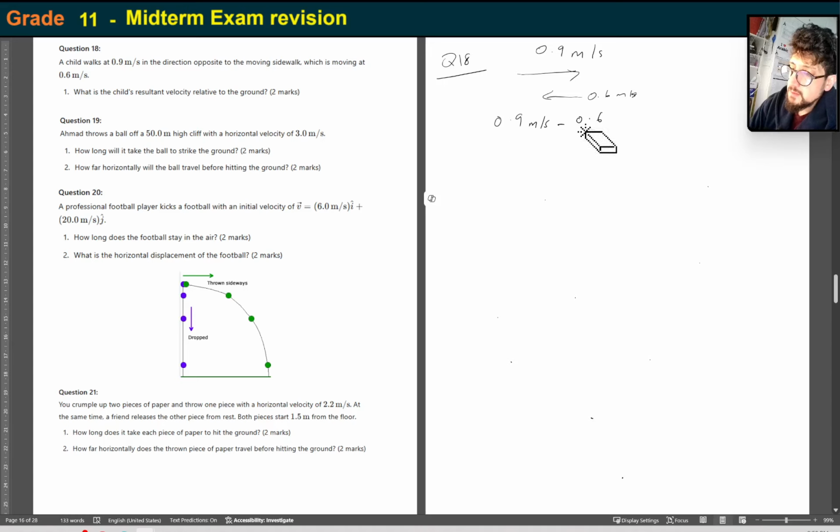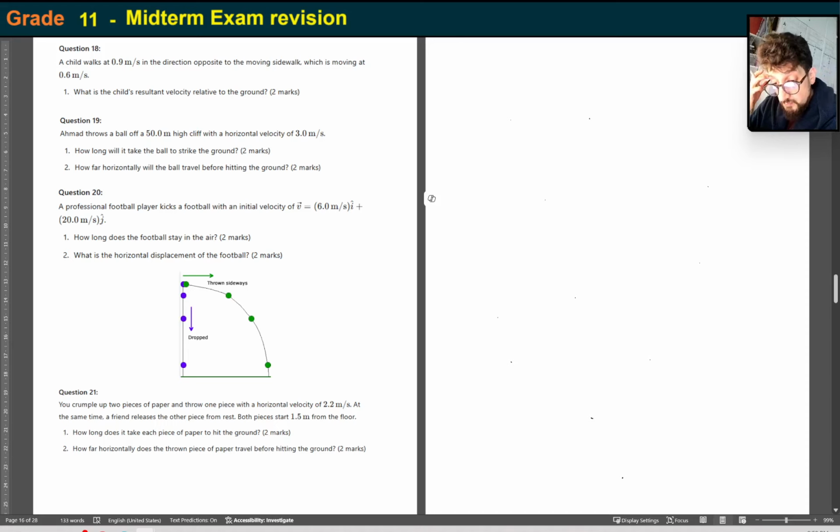Okay, now let's carry on. Question 20 is a similar question to question 19. Once again, we are being asked how long the ball stays in the air. So now we're looking for the time as well.